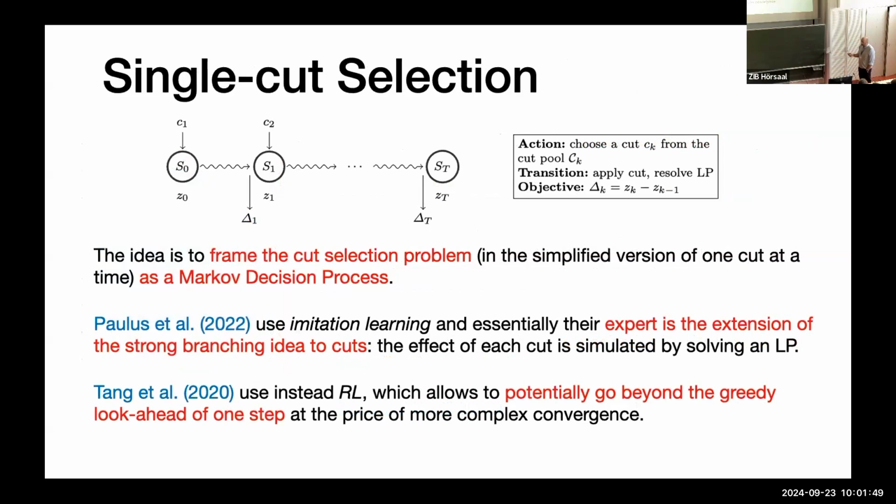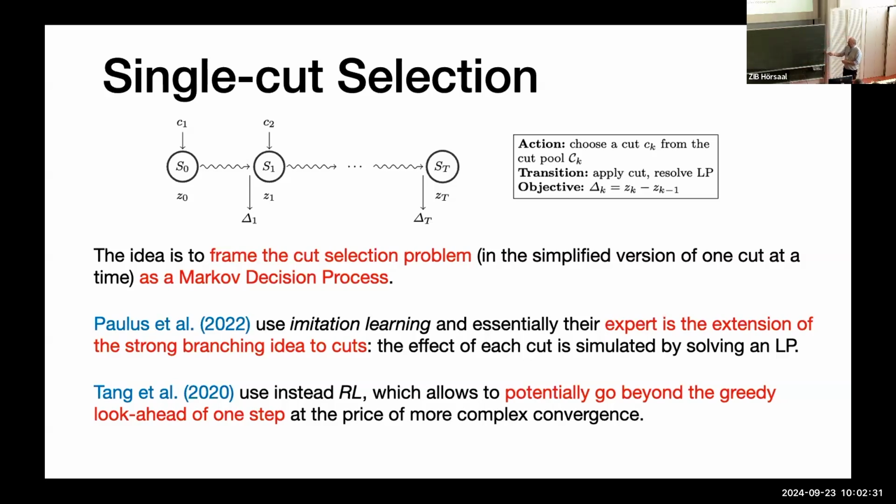I will not go too much into the details, but we are a little bit at the beginning of this. Single cut selection means that you want to decide, among a group of cuts, the one that you want to add first. There have been two papers looking into this question, by Paulus and co-authors and Tang and co-authors. The first one is doing imitation learning, essentially the same thing that is done for learning strong branching. Instead of imitating the branching, you're imitating the cut: you add one cut at a time, observe the LP relaxation after the addition of the cut, and then pick the cut that you prefer based on this.